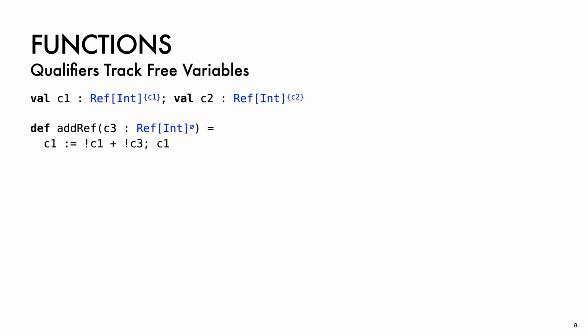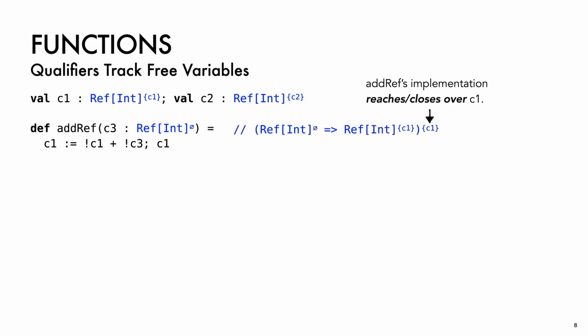And functions are tracking free variables in their qualifiers. And we are also trying to ensure that there is no unwanted interference with functions and their arguments. So we are using some kind of separation mechanism. Consider this example where we have these two references, C1 and C2, and this addref function that adds a reference to C1. And addref closes over C1 in its environment. So this is the type, and it reflects this fact.